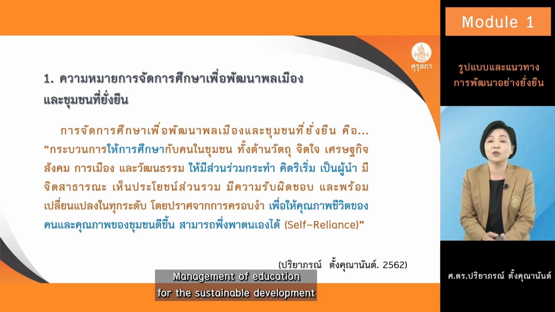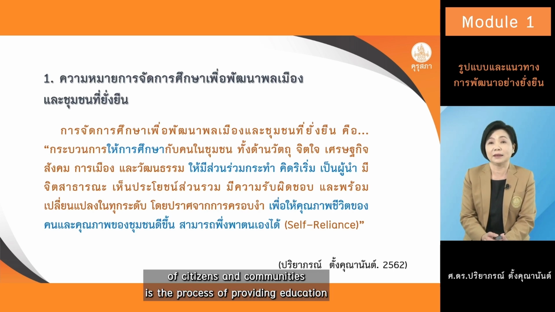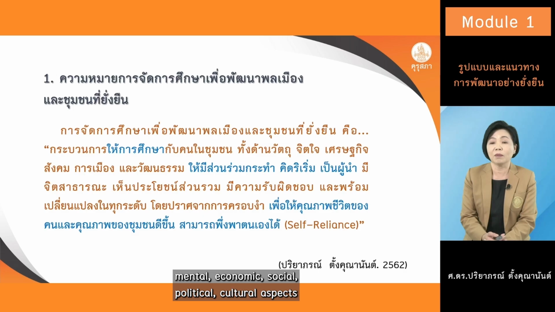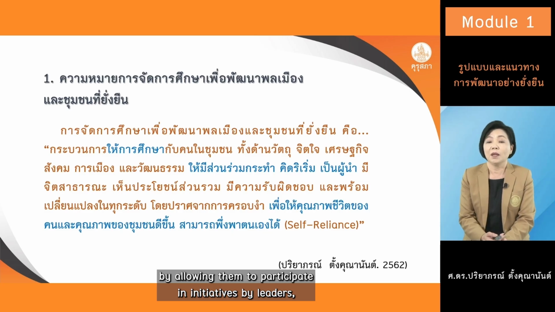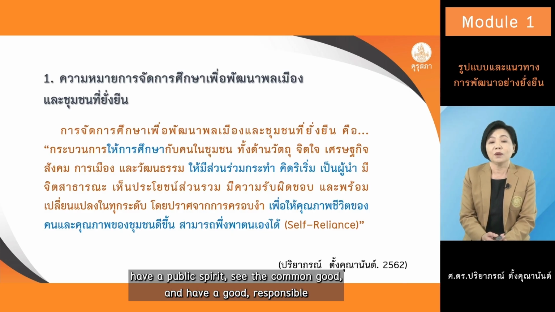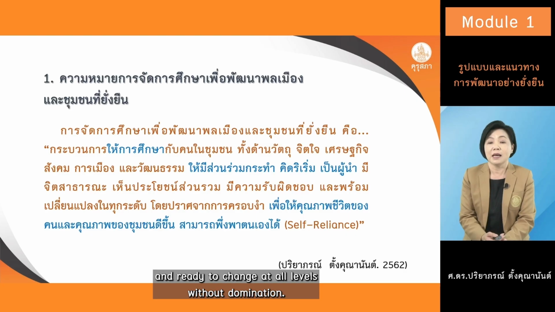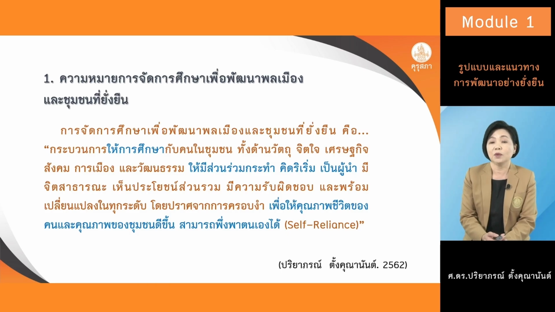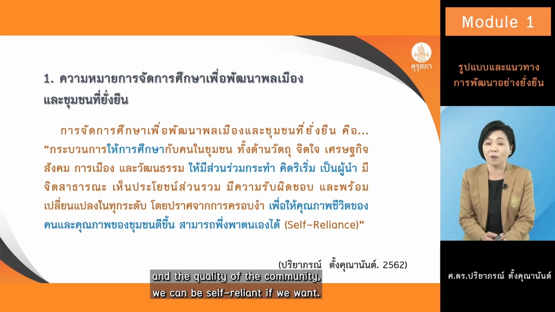Let's take a look at the first part, the synthesis of education for sustainable citizen and community development. The management of education for the sustainable development of citizens and communities is the process of providing education that is to make the people in the community flourish, prosper in the material, mental, economic, social, political, and cultural aspects by allowing them to participate in initiatives, with leaders who have a public spirit, see the common good, and are good, responsible, and ready to change at all levels without domination, to improve the quality of life of people and the quality of the community. Can be self-reliant.